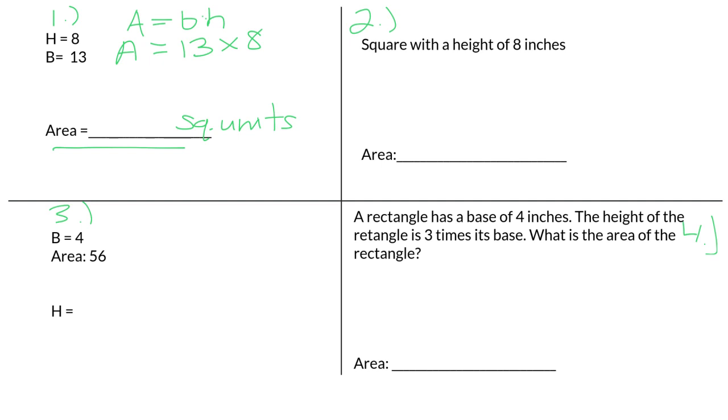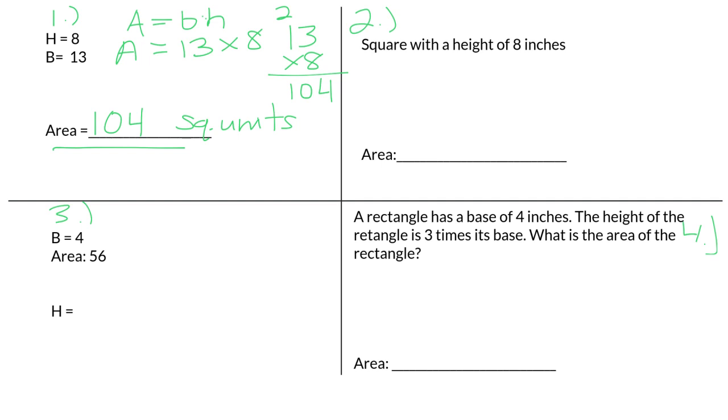So real quick on the side of my paper, or the side of this board, I'm going to do this standard algorithm. I know that 8 times 3 is 24. And I know that 8 times 1 is 8, plus 2 is 10. So our area is 104 square units. Okay, moving on to number 2 over here.